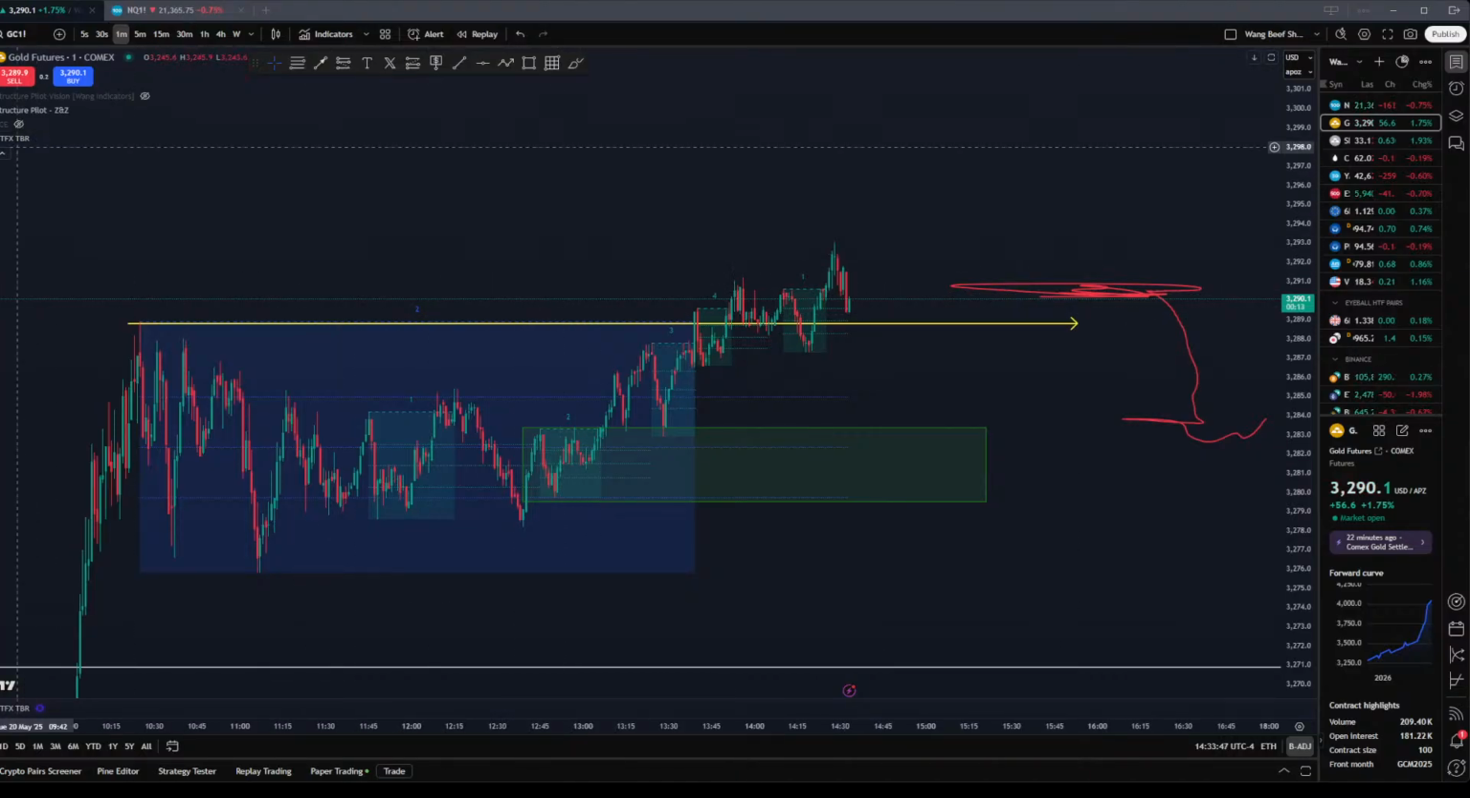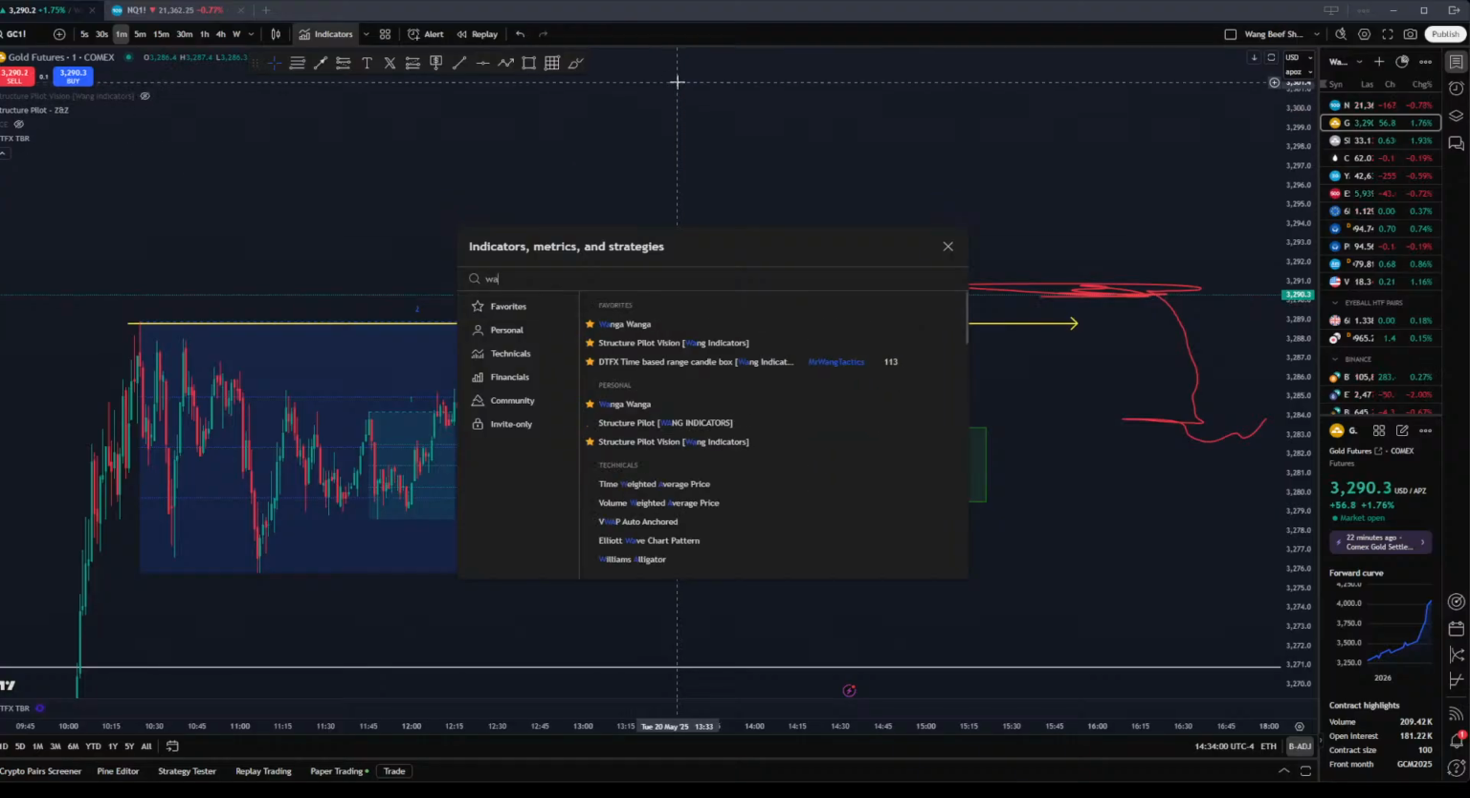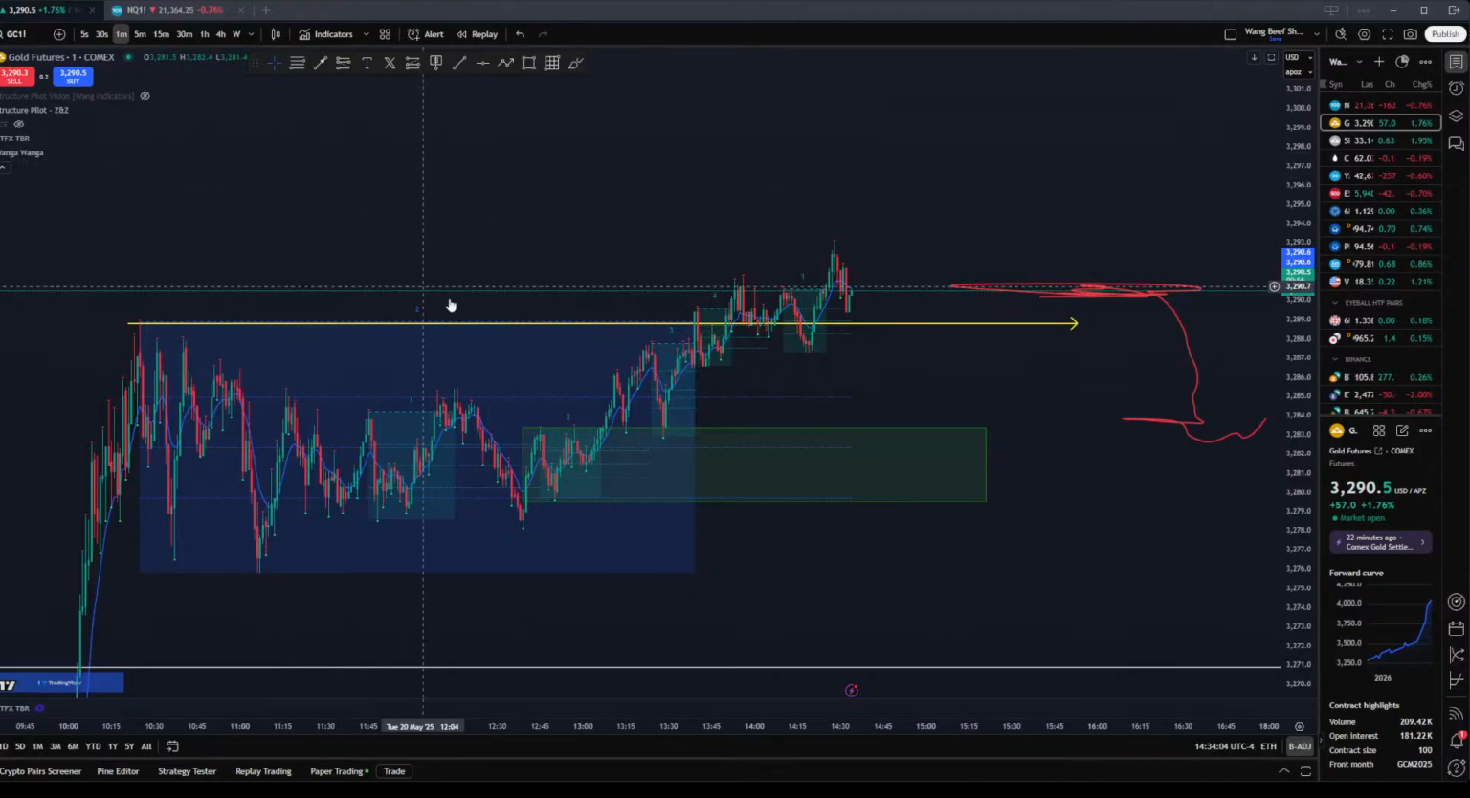It's true that I don't have EMAs anymore on my chart. I should be putting them back. It's because I just loaded the Wanga Wanga thing. Here we go with the EMAs.